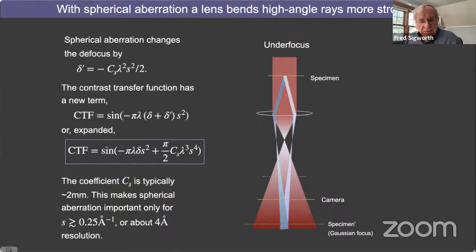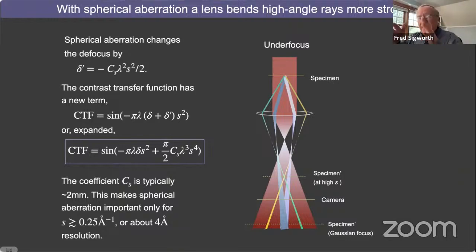Now we're going to start looking at embellishments to the contrast transfer function. The first one is spherical aberration. Spherical aberration, it's a terrible name. It just comes from the fact that if you make a glass lens with spherical surfaces, then at high angles, the lens focuses more strongly than at low angles. And so we can say that the spherical aberration changes the defocus, makes it smaller in a way that goes as the spatial frequency squared.